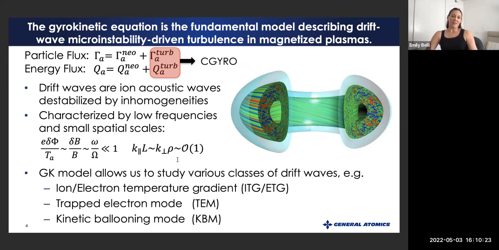So the gyrokinetic model allows us to study various classes of pressure gradient driven drift waves. And the ones that we'll be focusing on here are mainly ion and electron temperature gradient driven modes, ITG and ETG, which are dominantly driven by the ion and electron temperature gradients from the hot core to the cold edge. Trapped electron modes, or TEM, which are primarily driven by density gradients, and electromagnetic driven kinetic ballooning modes. So from our solution of the gyrokinetic equation, we can compute the turbulent transport coefficients like the particle flux gamma and the energy flux Q.